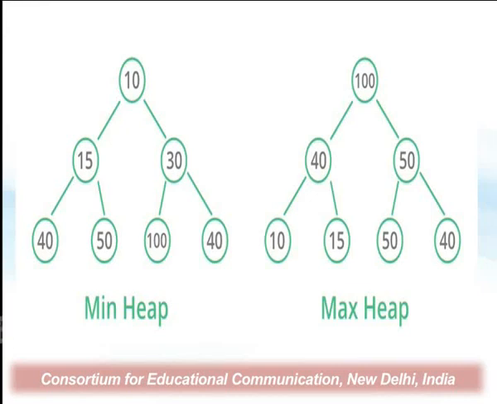Considering the right side figure in which the root node is 100, root node 100 is greatest of all the nodes available in the whole tree. Coming to the left subtree 40, it is greater than 10 and 15, and coming to the right subtree, the root is 50 and the children are 40 and 30, or 40 and 50 it could be, then in that case also it is greater than or equal to all of its children. So these are the two heaps, min heap and max heap.